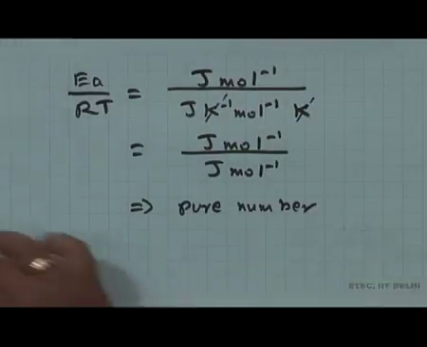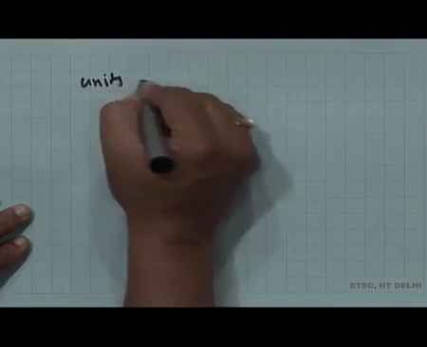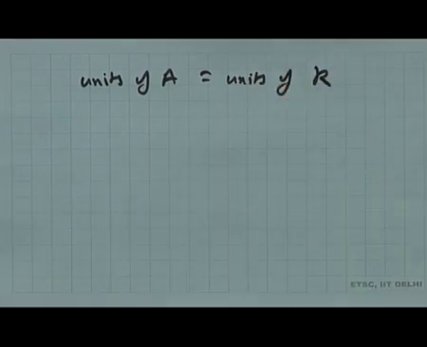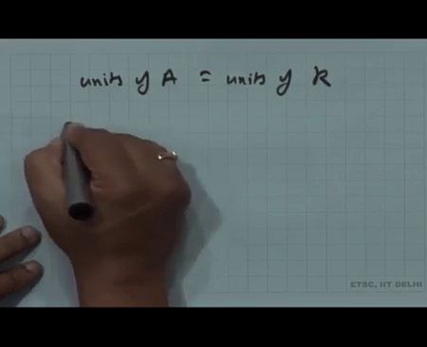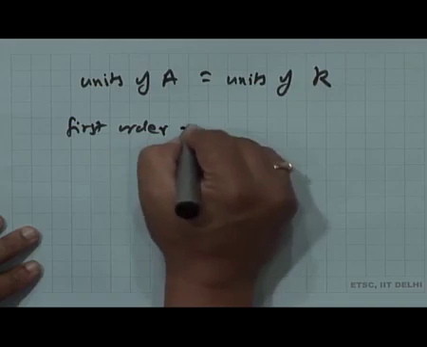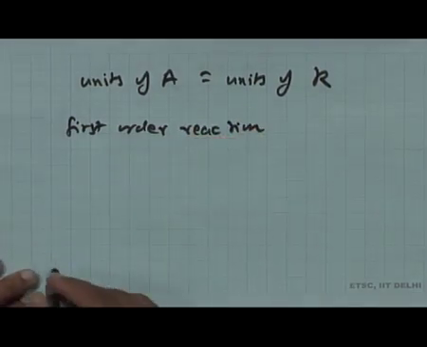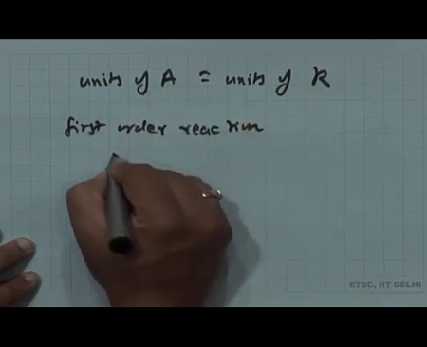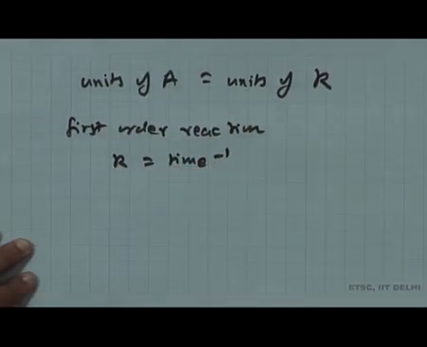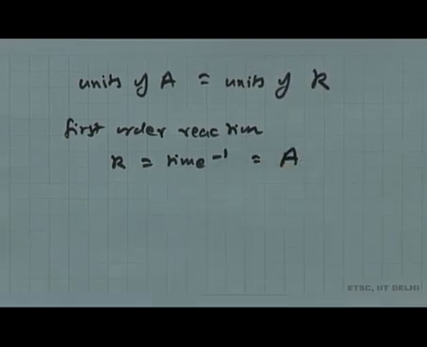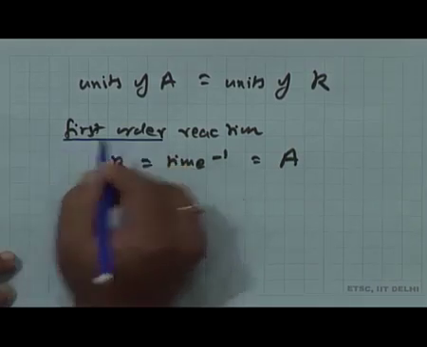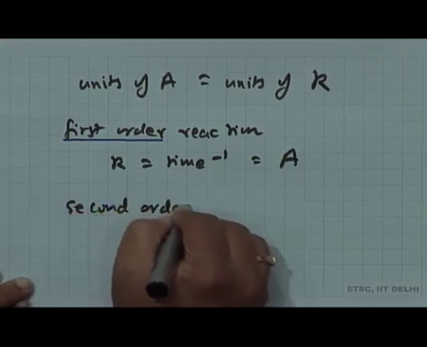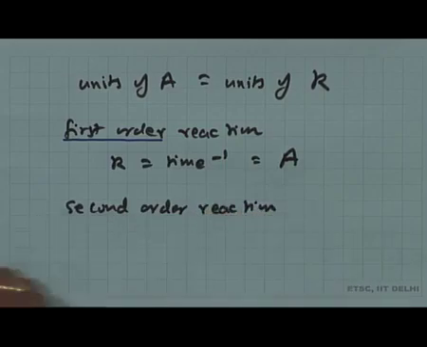So I can write now that units of A should be equal to units of k, which means for a first order reaction, remember what k was for a first order reaction, k was time inverse, and this would also be the unit of A for a first order reaction. Then recall what it would be for a second order reaction.